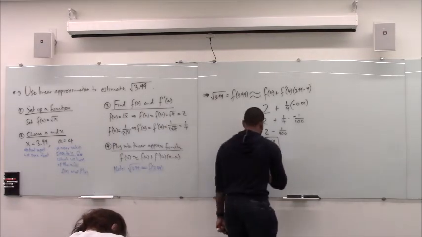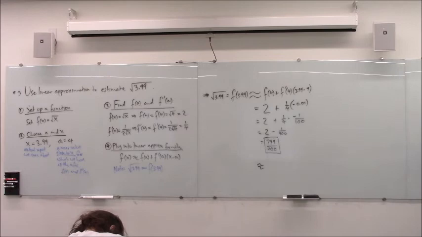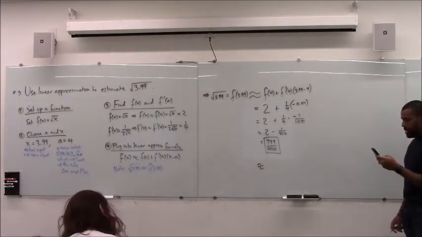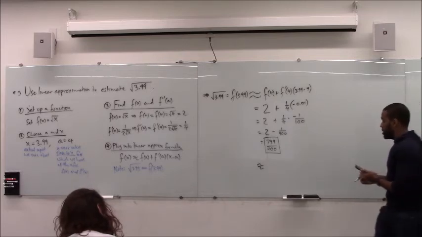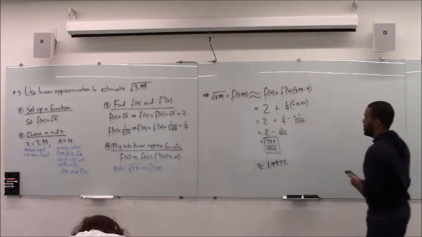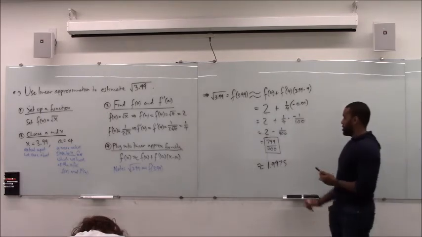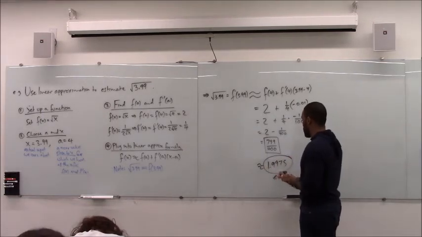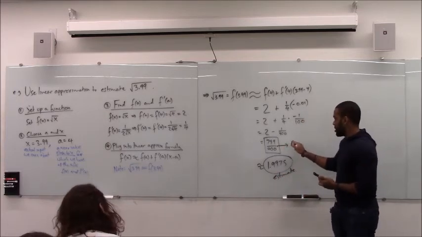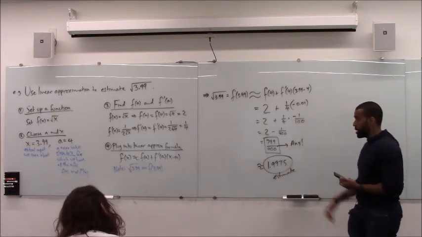Now, just for fun, what is that? So, if I took 799 divided by 400, so this is actually 1.9975. So that's my guess. So this is the estimate for what this is. Now, in a test, this is your answer, right? Because you won't be able to use a calculator.